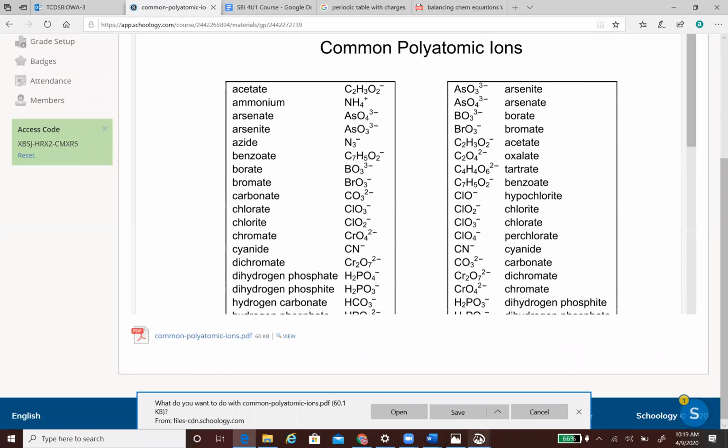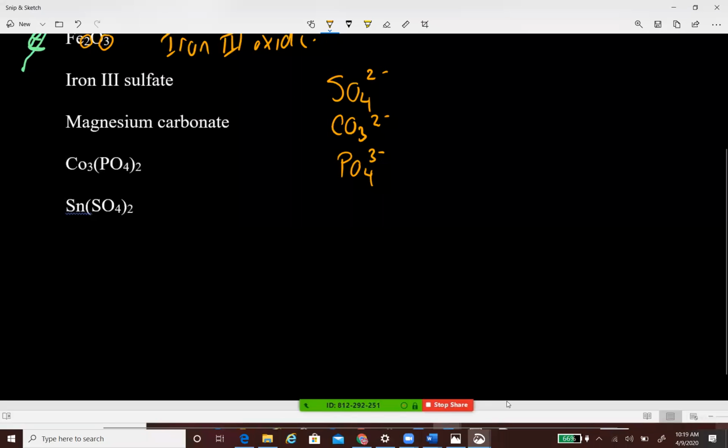Okay, so the way you figure out the formula is the same. It's just using the crossover rule. So for example, it says here iron is 3, so we know that means it's plus 3, and sulfate is minus 2. The crossover rule predicts we need 2 iron and we're going to need 3 sulfate. So here's your iron, and here's your sulfate.